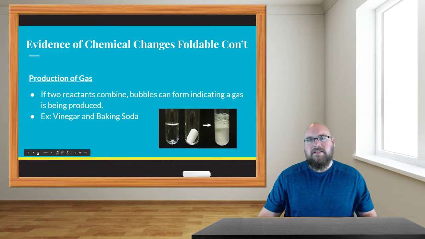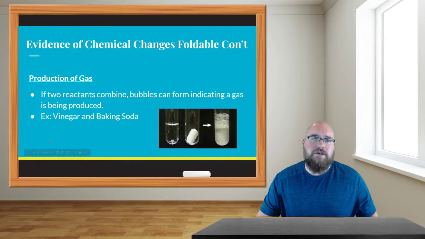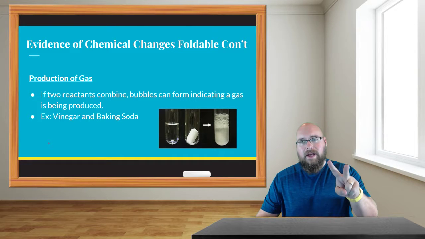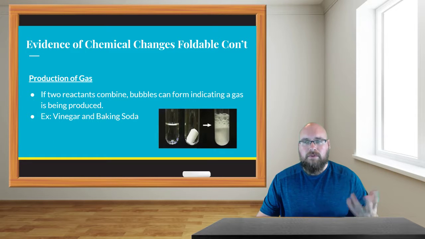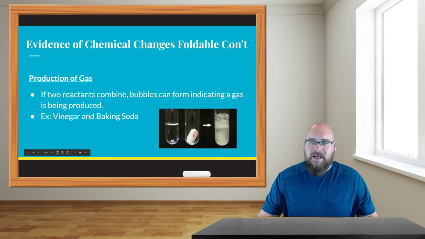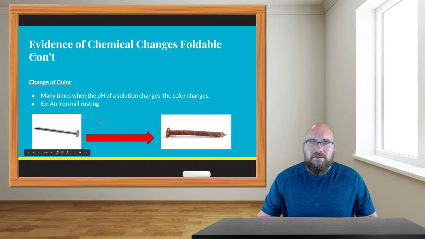Okay, so let's talk about the different ways you can tell a change has happened. Let's start with the production of gas. If two things combine and bubbles form, making a gas, this is telling us that we have a chemical change going on. If I take a baking soda tablet and vinegar and put them together, I'm going to get bubbles. That's because CO2 gas is being created, and CO2 was not a part of either of the first two ingredients.